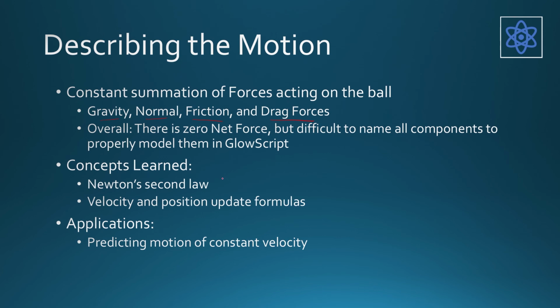In this lab, we learned the application of Newton's second law, the change in momentum over the change in time equal to the net force. We observed when this net force is equal to 0, and we use that information to calculate the velocity and position over time in the GlowScript program. The application of this lab is obviously predicting motion in constant velocity, but we will use these fundamental equations in order to calculate the velocity and position of things that do not have a constant velocity.